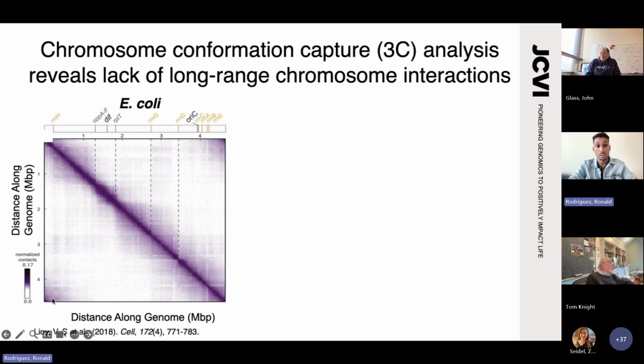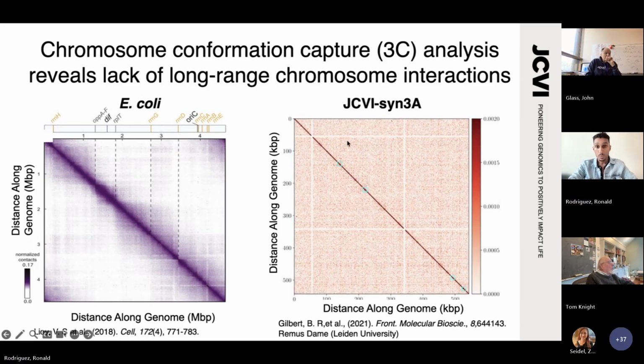And then what you can do is sequence those fragments and create what's called the contact map of the resulting data. So in E. coli, if you look at this two-dimensional contact map, this diagonal line essentially represents the chromosome. And what this is showing is that E. coli is capable of exhibiting a lot of interactions all along the chromosome. When this experiment was done with SYN3A, this was very surprising. It looks like there's no point of contact along any point along the chromosome.